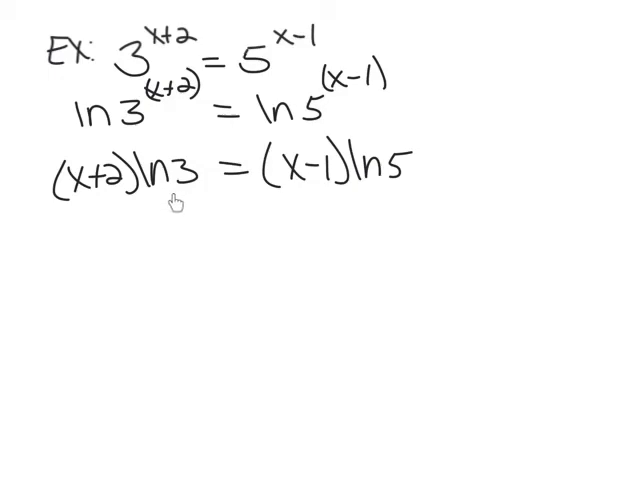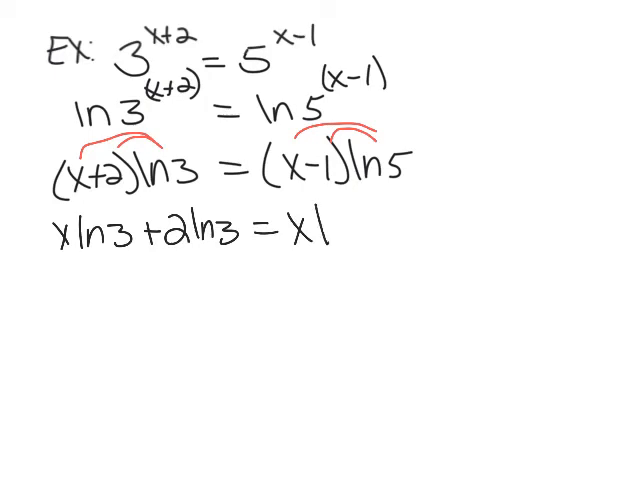Natural log of 3 is just a number. Same with natural log of 5. So if that were a regular number here, you would distribute. Well, that's what I want you to do. I want you to distribute natural log of 3 into the parentheses, and natural log of 5 into the parentheses. And here's what we get. We get x natural log of 3 plus 2 natural log of 3, and on the other side, x natural log of 5 minus the natural log of 5.